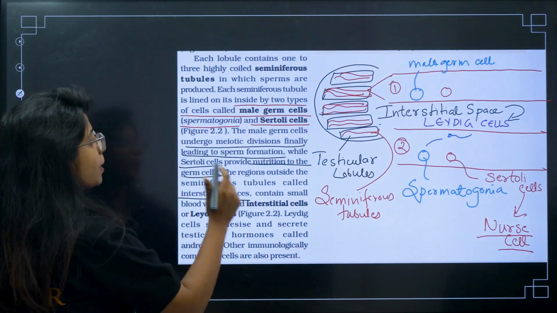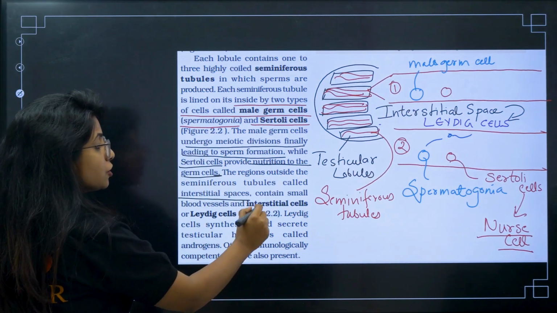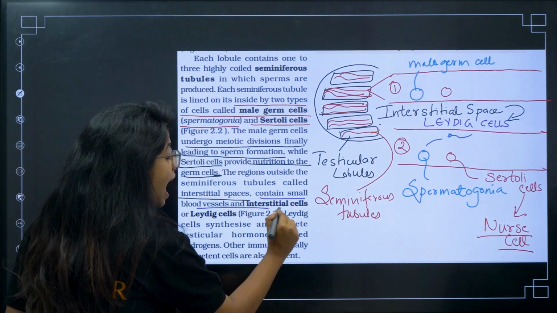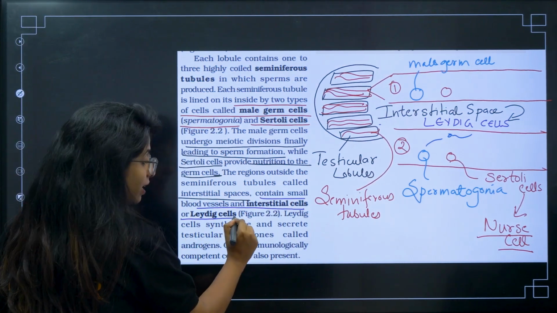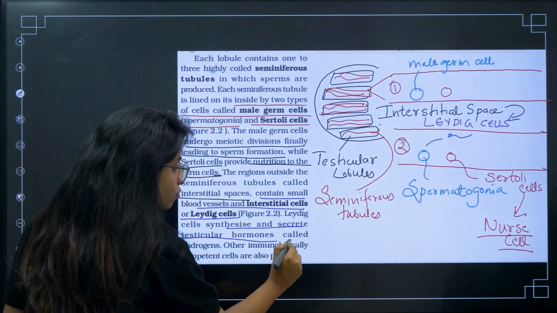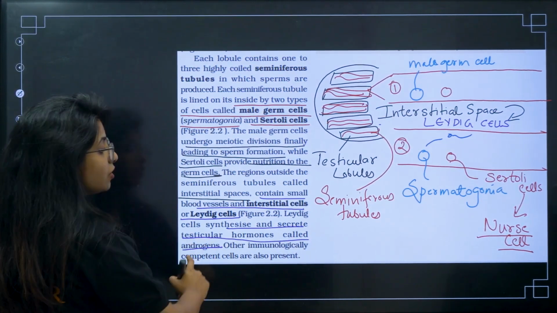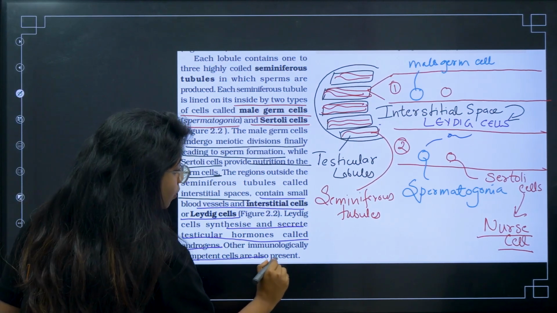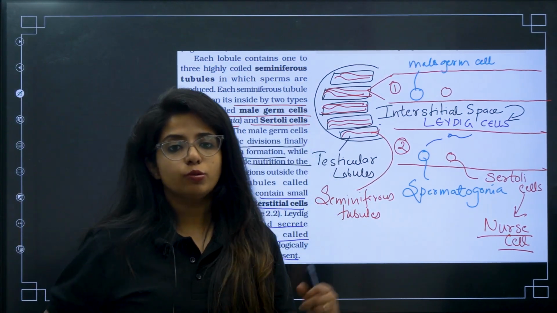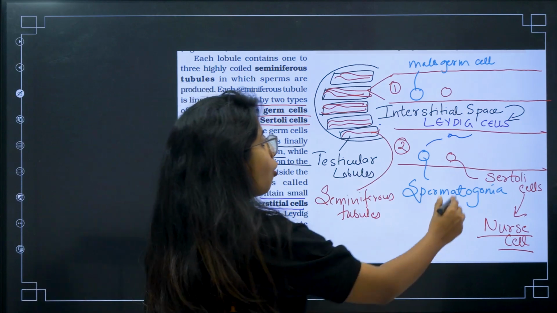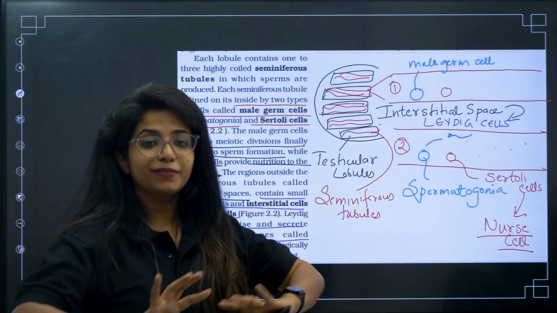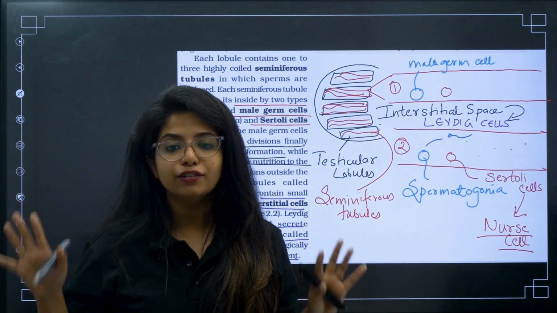So let's read it. The region outside the seminiferous tubules, called interstitial space, contains small blood vessels and interstitial cells, or Leydig cells. Leydig cells synthesize and secrete testicular hormones called androgens. Other immunologically competent cells are also present, as in all the different types of white blood cells which could fight against diseases. And also you have blood vessels. I hope this is clear to you.